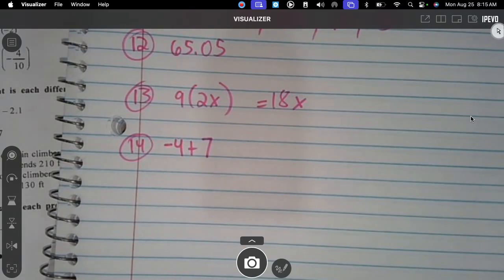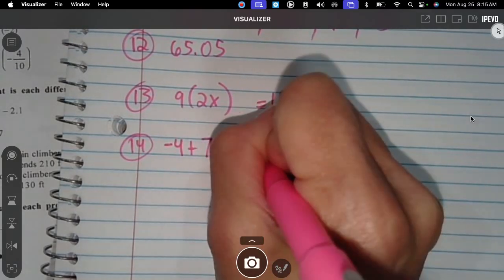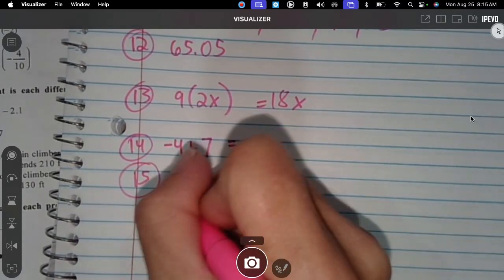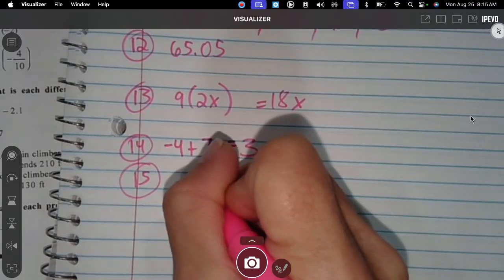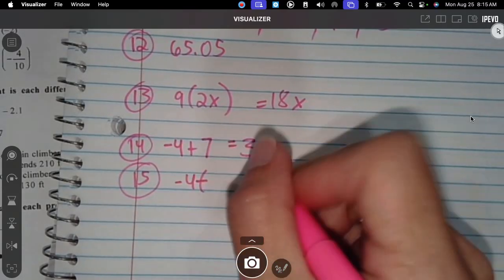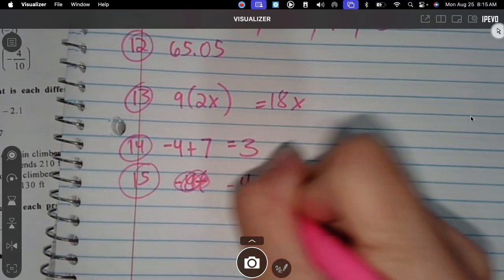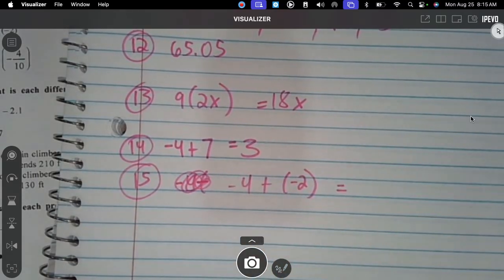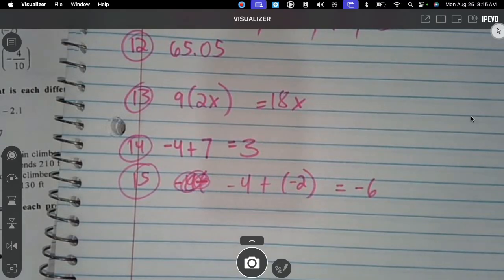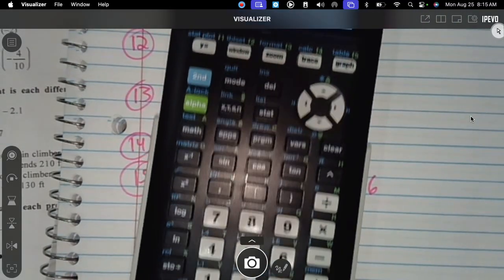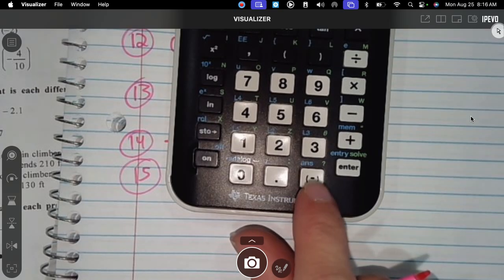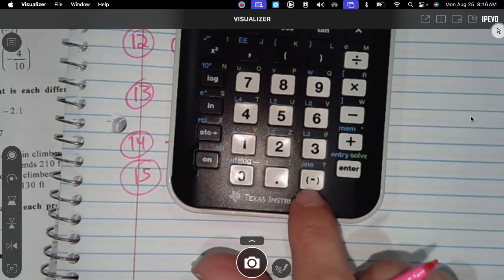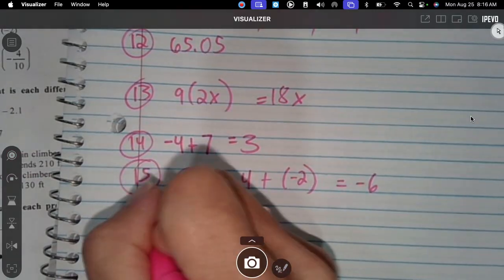What is negative 4 plus 7? 3. When in doubt, just check yourself. The next one, negative 4. Oops, I wrote that wrong. That's supposed to be a plus. Let me just rewrite it. Negative 4 plus negative 2. What is this answer? Negative 6. And be careful, y'all, on your calculator, the negative sign is this little button down here. This is a minus sign. Okay, this is a negative sign. So, careful when you put them in.